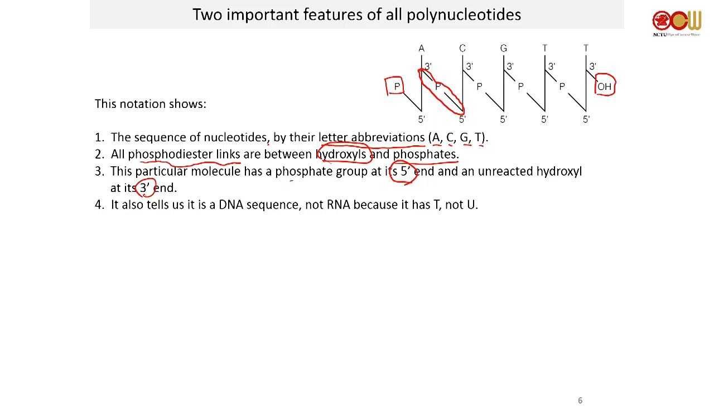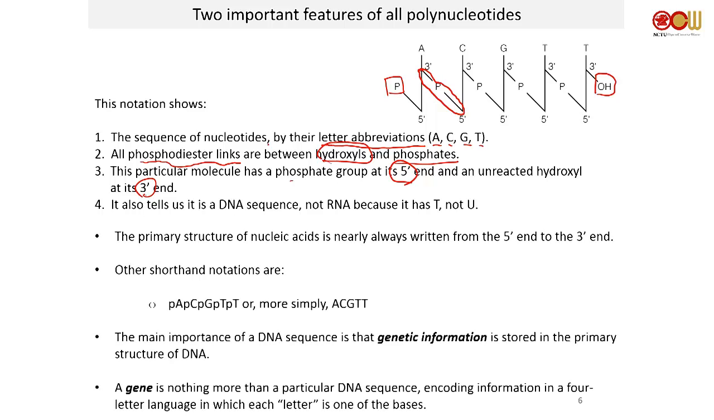And this notation also shows that it's a DNA sequence rather than RNA, because it has T, not U. And of course, the primary structure of nucleic acids is nearly always written from the 5' end to the 3' end. So you've got other shorthand notations like phosphate, adenine, phosphate, cytosine, phosphate, guanine, phosphate, thymine. That's annoying, so a lot of people would just say A, C, G, T, T.